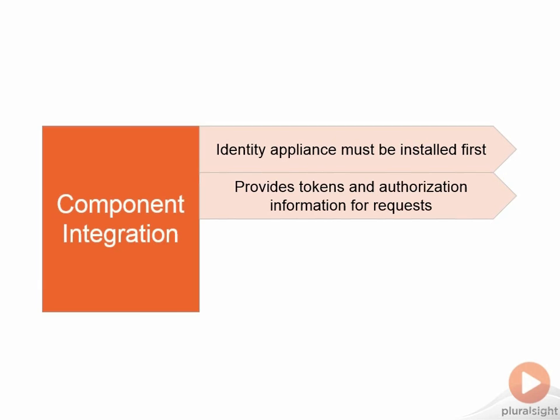Now, as far as the other services go, the identity service actually provides tokens and authentication and authorization information for requests. So when you go to click on a catalog item or a different page, or you're logging into the multi-tenant environment, it's the identity service that's actually doing the authentication checks and making sure that you're authorized to access what you just tried to get into.